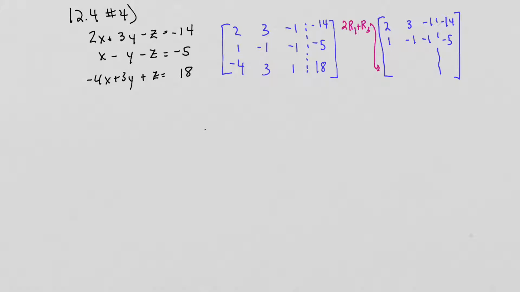So 2 times 2 is 4, 4 plus -4 is 0. 2 times 3 is 6, 6 plus 3 is 9. 2 times -1 is -2, -2 plus 1 is -1. 2 times -14 is -28, -28 plus 18 is -10. And now I'm going to check all of that again in my head. Okay, that looks good.